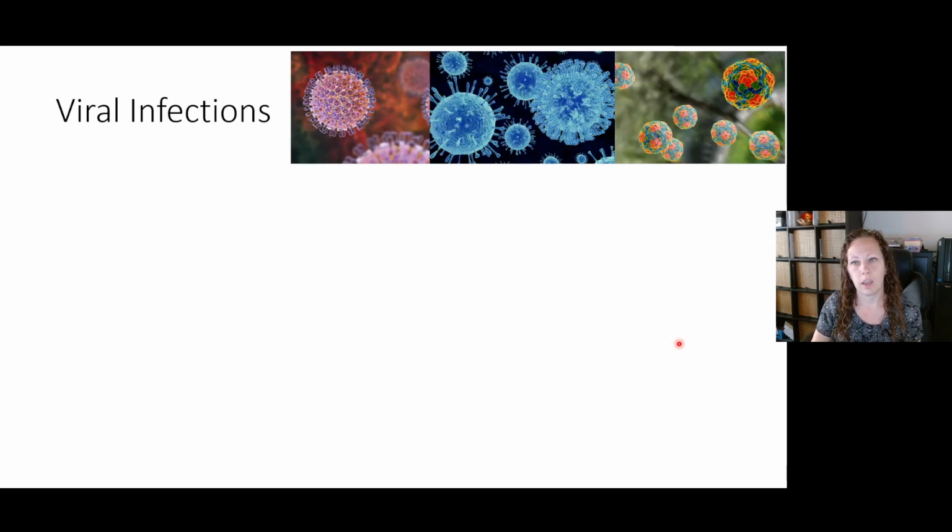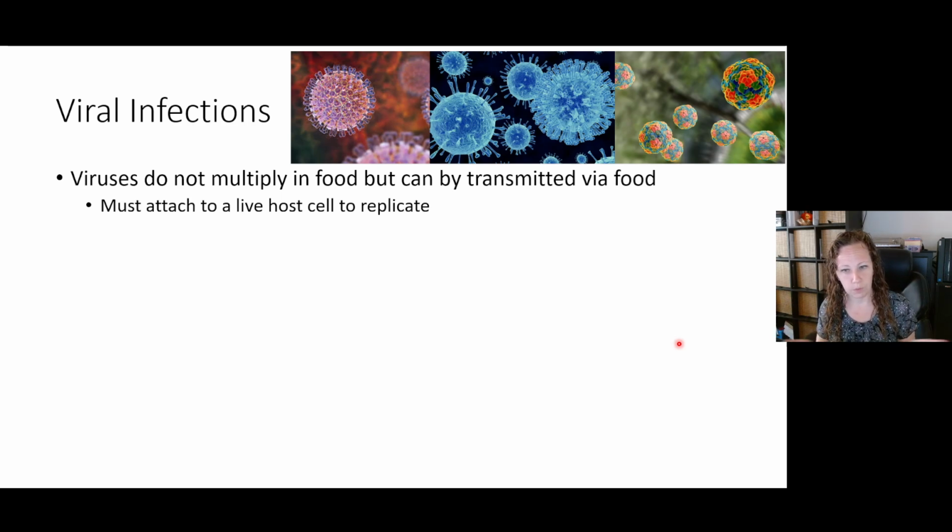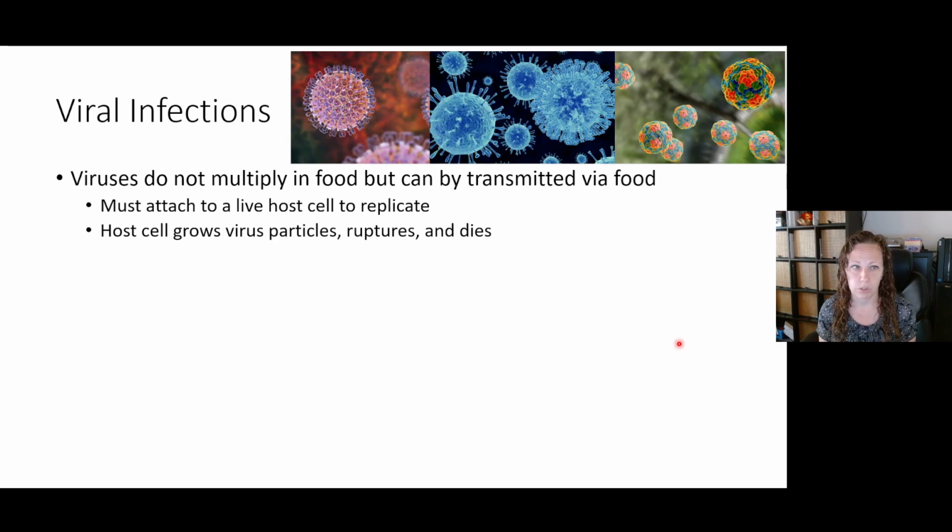All right, viral infections now. So, key thing to know, viruses do not multiply in food, but they can be transmitted through food. So they don't grow in food because they have to attach to a live cell to replicate. And there are no live cells in food that is already in its food form, right? So the host cell grows the virus particles, and then it ruptures and dies, is how viruses reproduce.